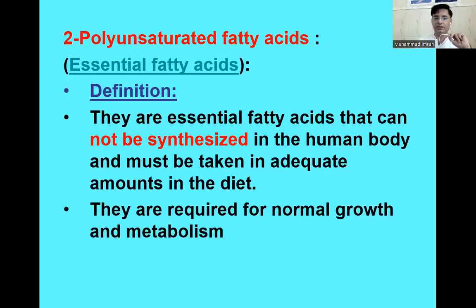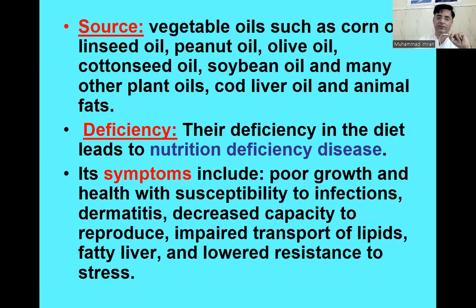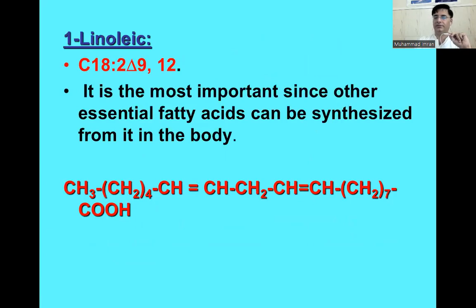Then we have polyunsaturated fatty acids, which contain two or more double bonds, and they are mostly essential for the animal body and are obtained from plant oils. Their deficiency in the diet leads to nutritional deficiency diseases. Symptoms are poor growth, poor health with susceptibility to infections, dermatitis, decreased capacity to reproduce, impaired transport of lipid, fatty liver, and lower resistance to stress. These are the symptoms of unsaturated fatty acid deficiency.